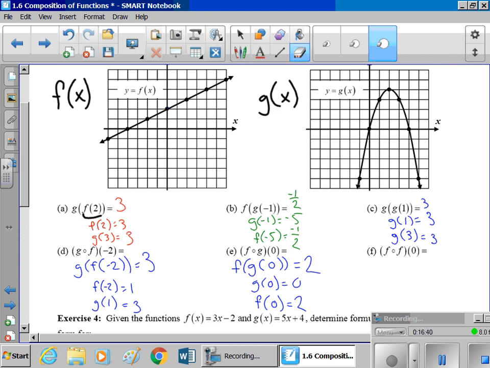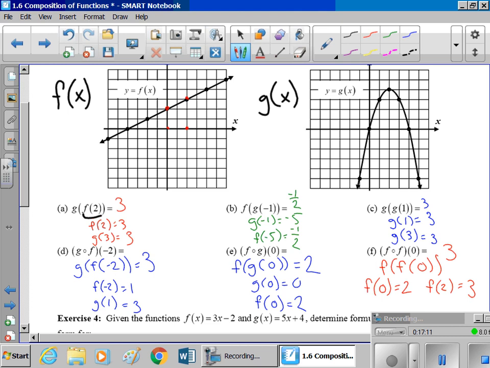And the last one is f of 0. So the good news is we don't have to flip-flop back and forth. We're going to start with f of 0. And f of 0, we found out from letter E, is 2. And now what's f of 2? F of 2, when x is 2, y is 3. So our whole answer is 3.